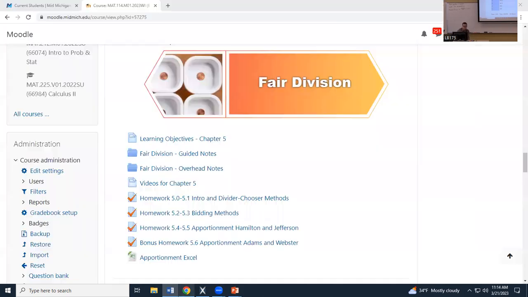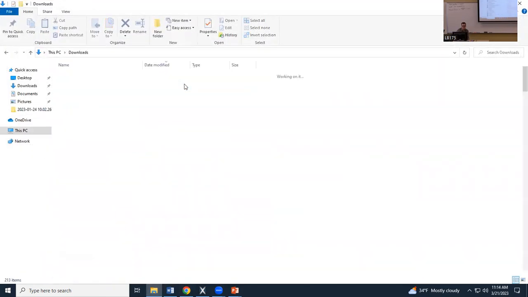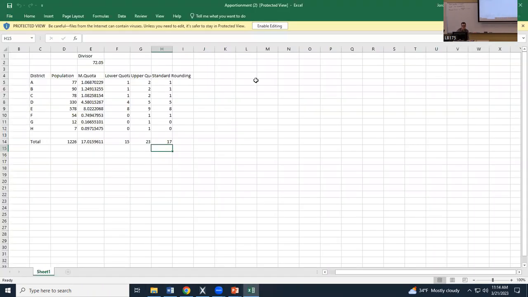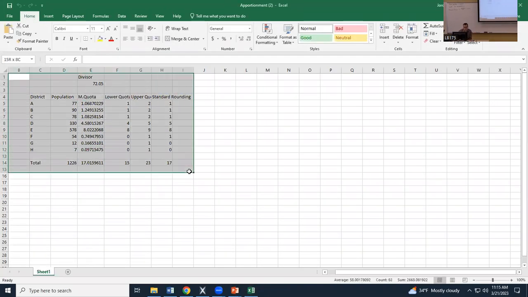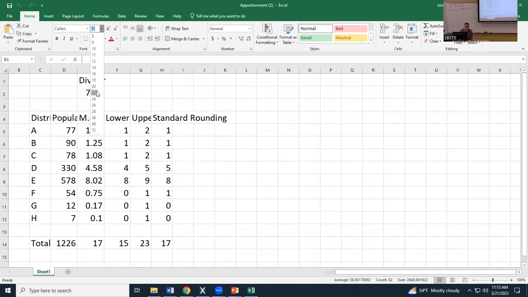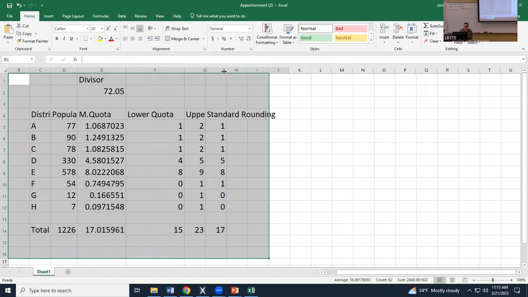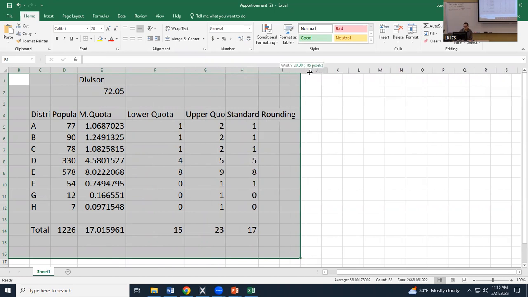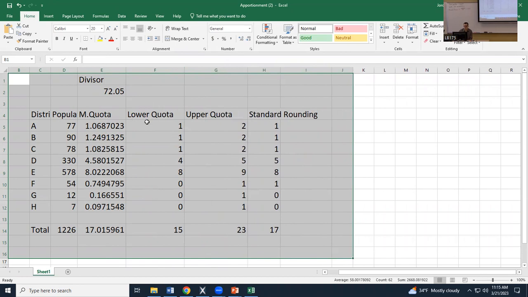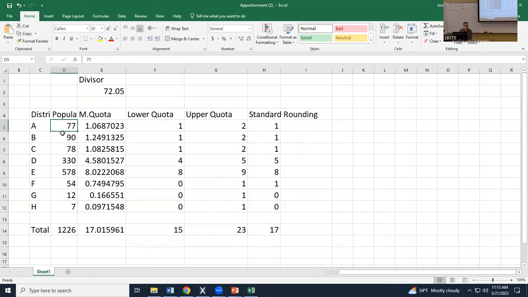Now, the good news is this. If you go to your fair division section, there's a little tab that says Apportionment Excel. I just downloaded it. And what this brings up is a small Excel sheet. And I'll explain what this does. This calculates the lower quotas for you as long as you type in the populations and the divisor. Okay?